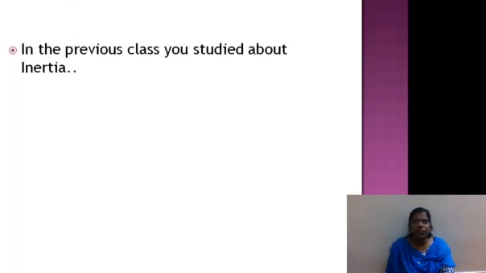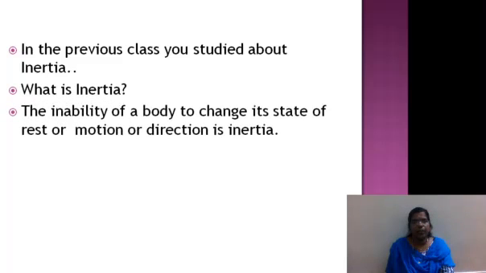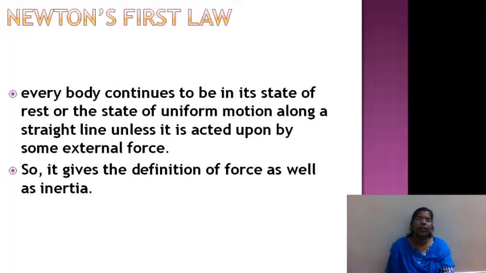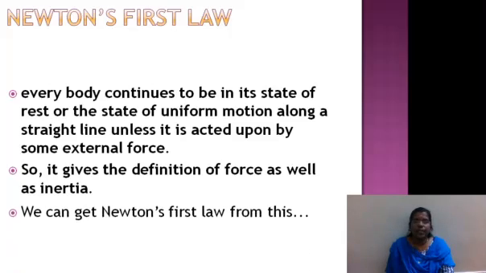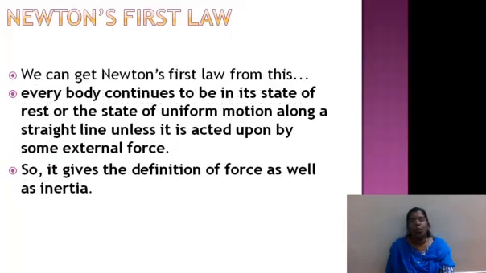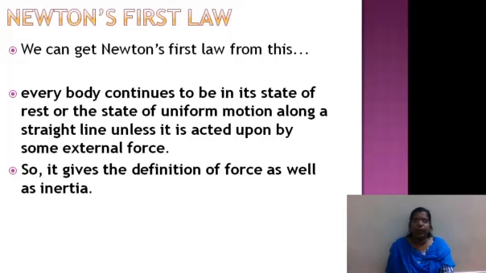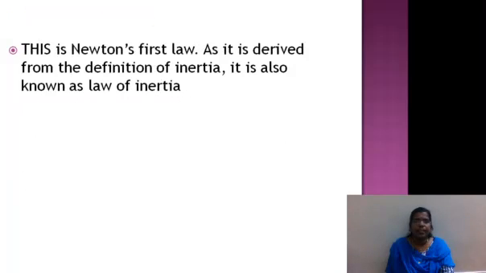In the previous class, you studied about inertia. Do you know what inertia is? Inertia is the inability of a body to change its state of rest or of uniform motion or direction, is it not? So we can get Newton's first law from the law of inertia. What is Newton's first law? Every body continues to be in its state of rest or uniform motion along a straight line unless it is acted upon by some external force. So it gives the definition of force as well as inertia. And as it is derived from inertia, it is also known as the law of inertia.